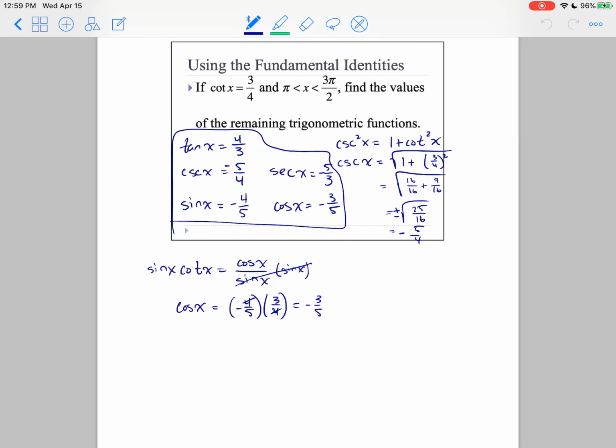Okay, so I'll see you in the next video. We'll do some more algebraic manipulation, but it's going to be more on expressions, which is going to lead us to our trig identity verification.